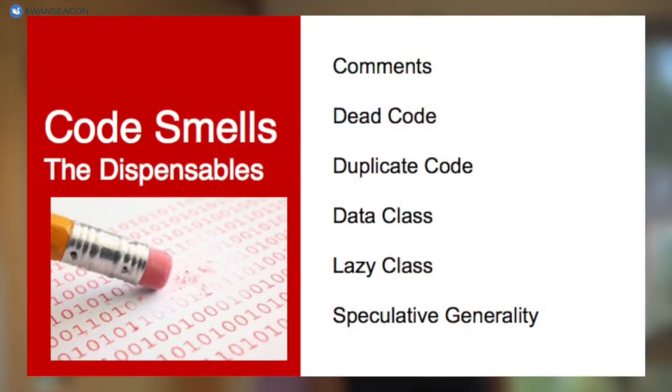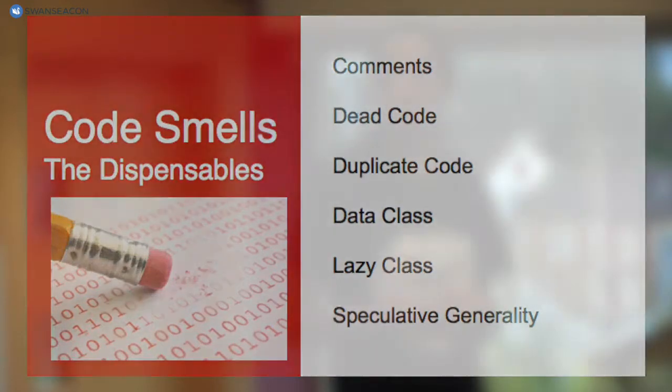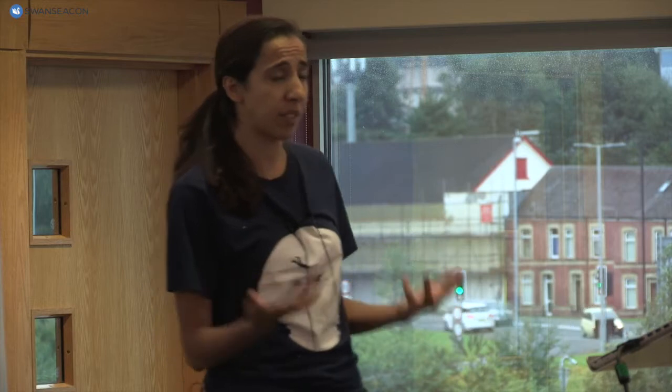The last category is the dispensables. So this kind of code is the code that's adding noise to your code base. It's code that's either not doing much or not needed at all, but you have to read it. You have to see it every time you work with the code base. And so it's adding noise, and you waste time that you could save if it was not there in the first place.